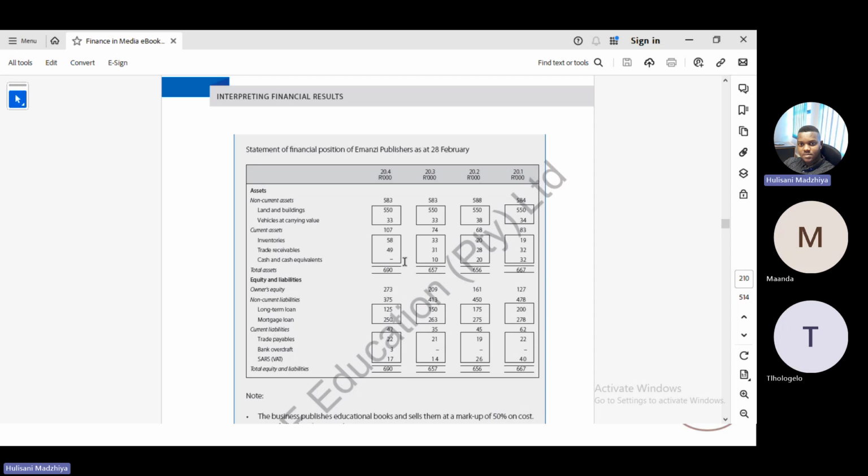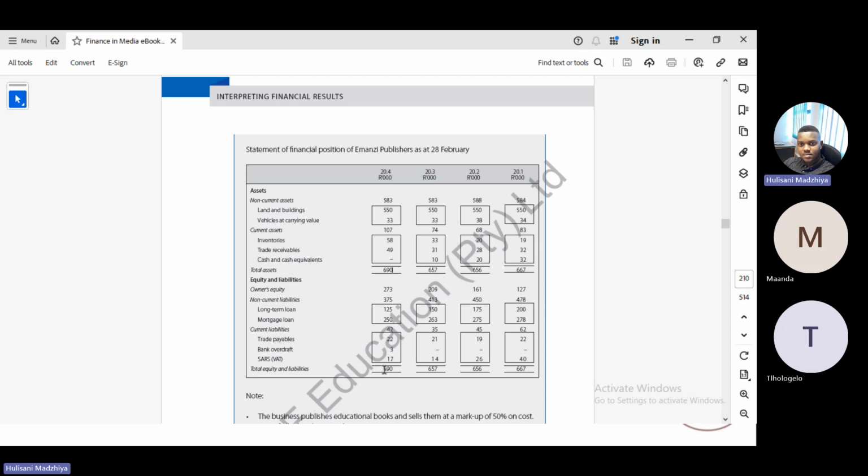And as you are aware, in the statement of financial position, the assets must be equal to total equity and liability. As you can see, both here at 690, 690, 657, 657, everything must balance. If the investor gives the company 690,000, they expect that 690 to be invested in assets. So whichever assets they invest into should equal the 690 that they got from the investors.